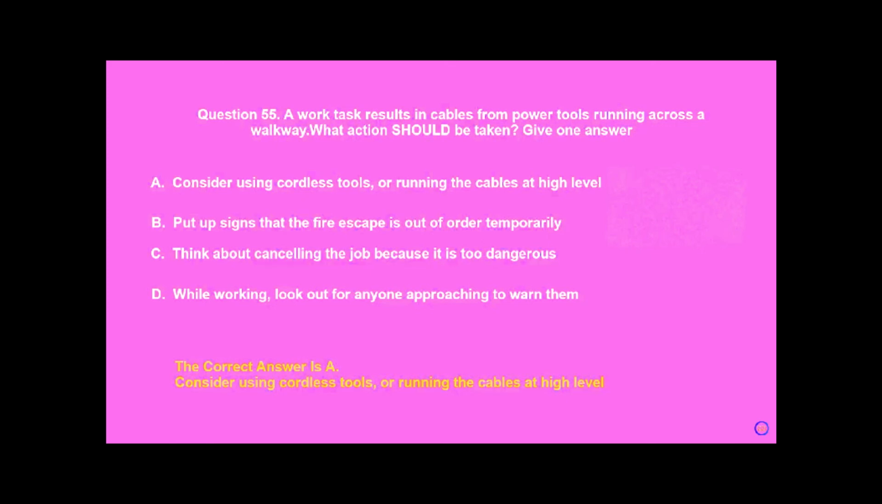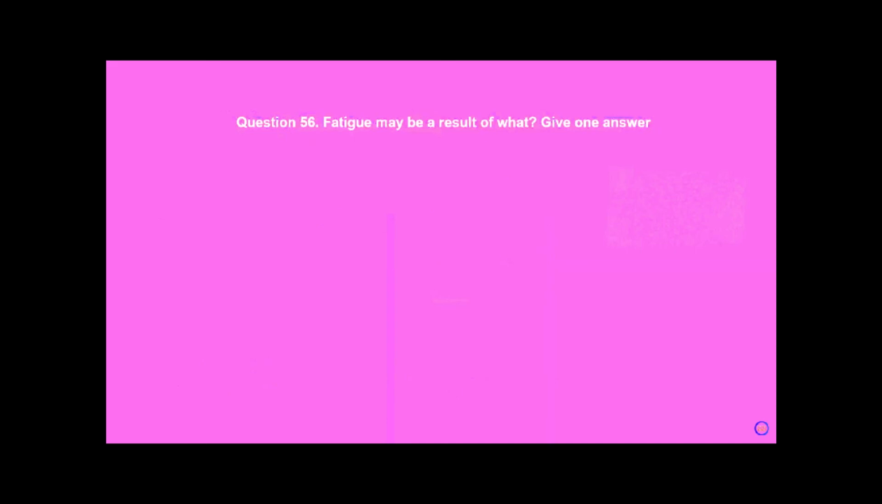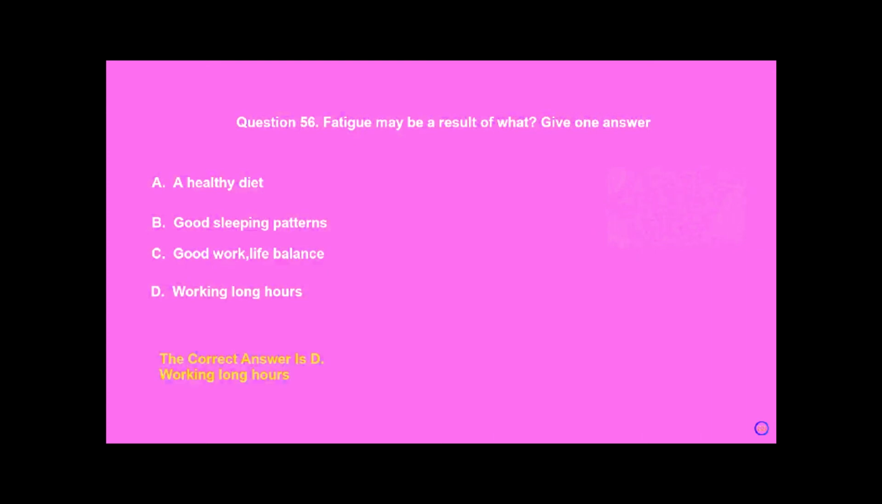Question 56. Fatigue may be a result of what? Give one answer. A. A healthy diet. B. Good sleeping patterns. C. Good work-life balance. D. Working long hours. The correct answer is D.